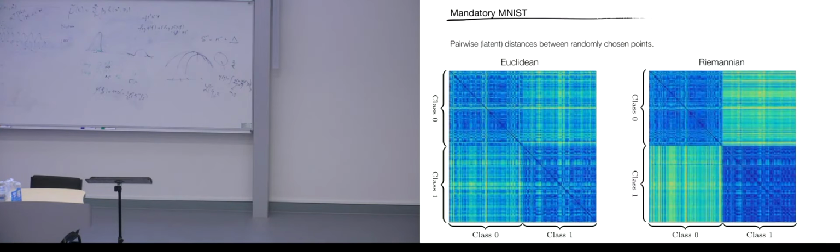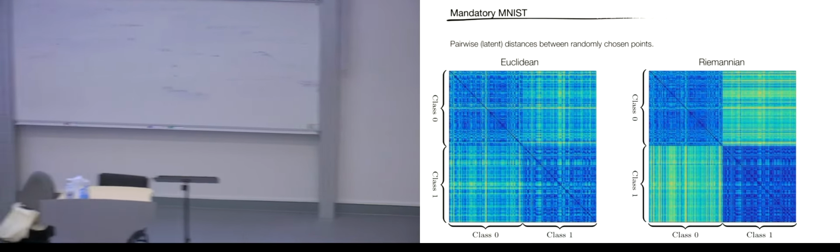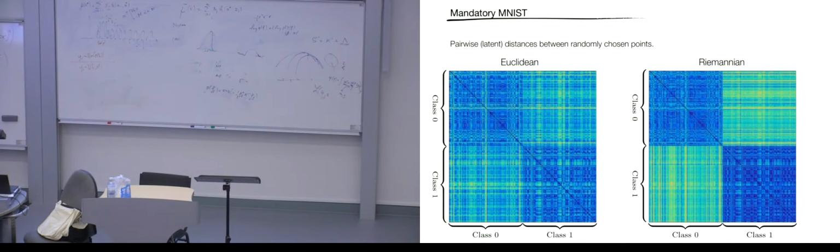But what I can do is compute distances. So I can simply take all my data, look at all possible pairs of latent variables, compute the Euclidean distance between them, and compute the associated geodesic distance. This is identifiable, this is not. This is informative, this is not. You see a very clear structure in these distances that very clearly reveal the underlying clustering of the data that's completely lost in the Euclidean world.